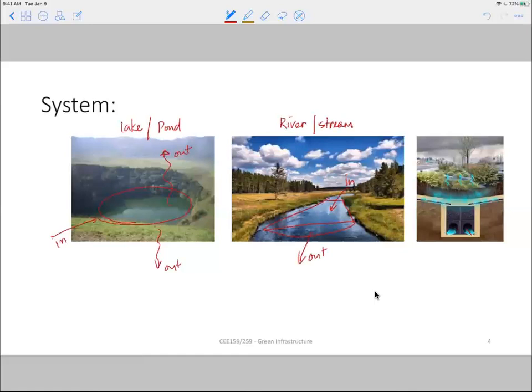The next one is a green infrastructure. For instance, here you can see this is an infiltration basin where most of the stormwater is coming in from outside, or there will be rainfall. So those are in, and there is an outlet here. Based on those, we can calculate the concentration of pollutant that's leaving the system after the treatment. So this is a green infrastructure.